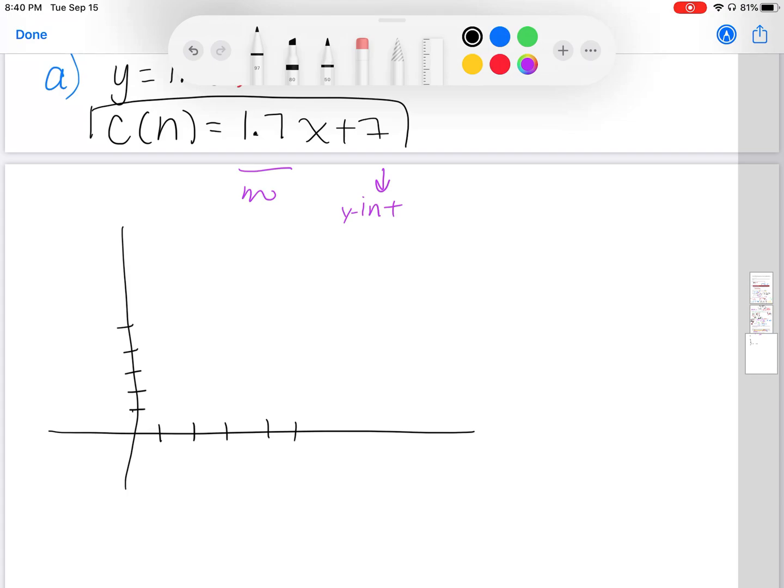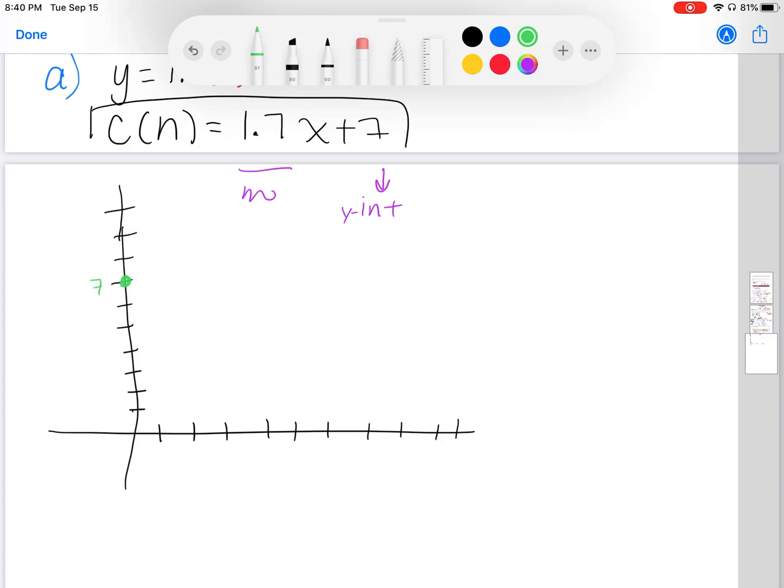Actually, let's go by more. Let's go by ones. So I have 5, let's do 10. 6, 7, 8, 9, 10. All right, so my y-intercept is 7. 1, 2, 3, 4, 5, 6, 7.